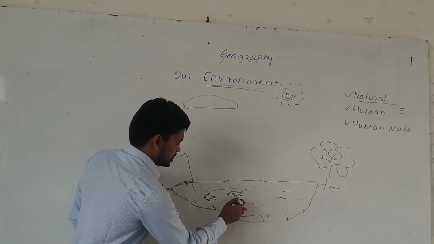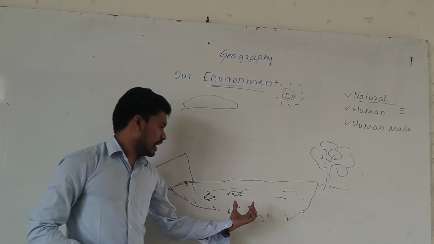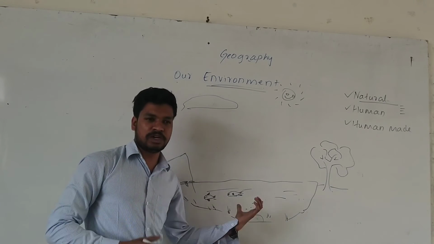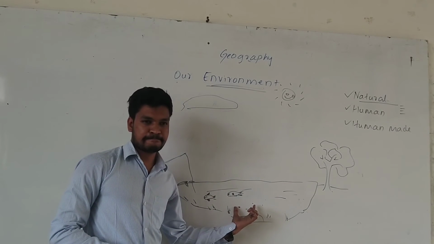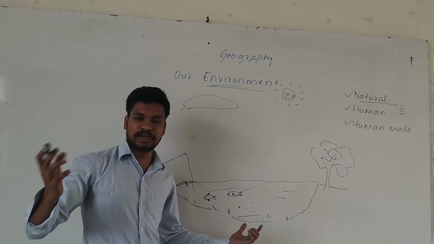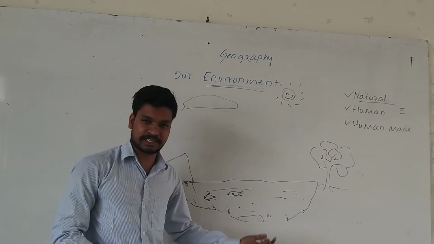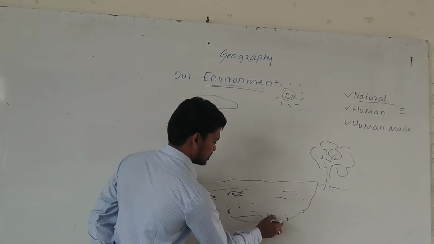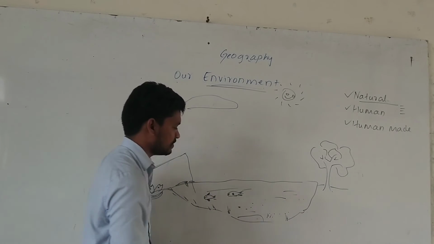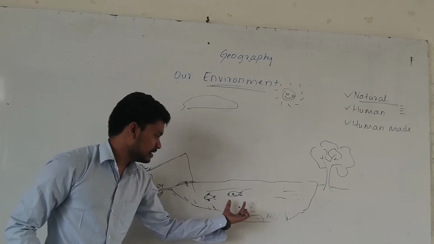Here, this fish, how does it live? Meaning, what is the food of this fish? Small living organisms. Very good. Small living organisms, insects, small plants, so insects and small living organisms. By eating all those things, the fish lives.